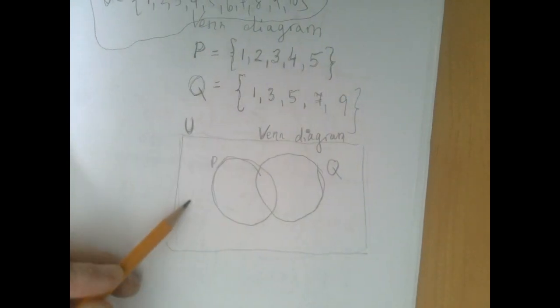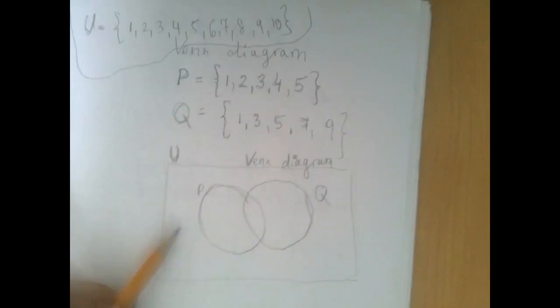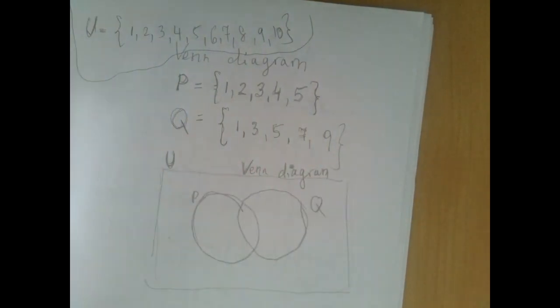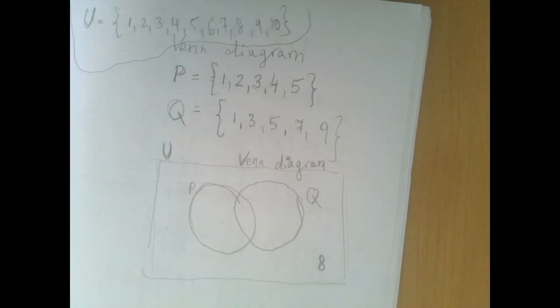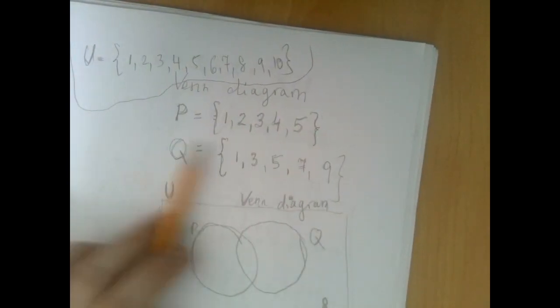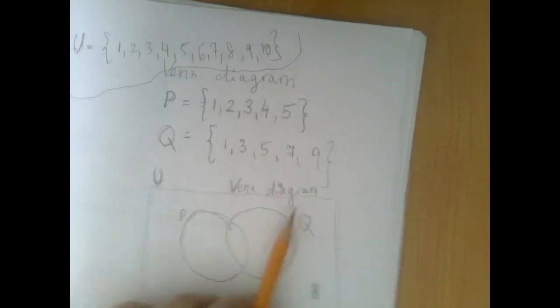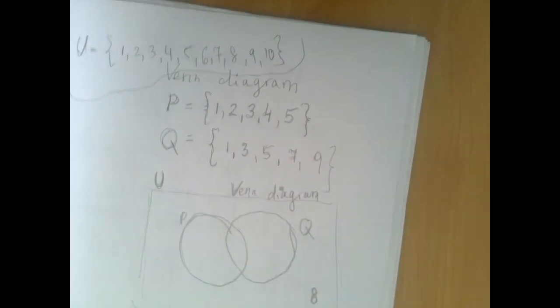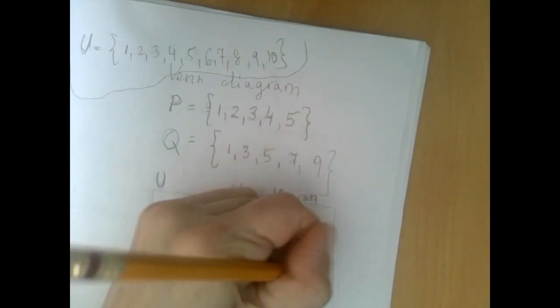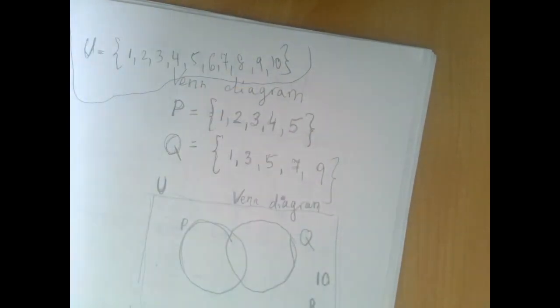A floater would be in the universal set, but neither in P or Q. One such number, how about 8? So 8 has to be in this outer floating part, because if we investigate P, 8 doesn't have it, Q doesn't have it, but U does. So somewhere it has to go. Actually 10 goes in there too, right? Because 10 is in neither set.